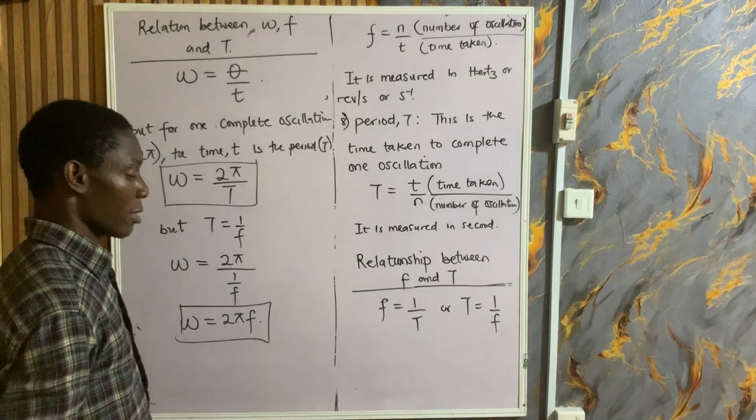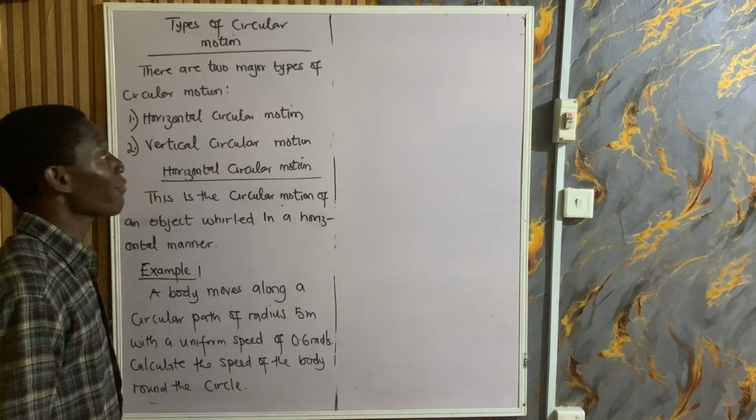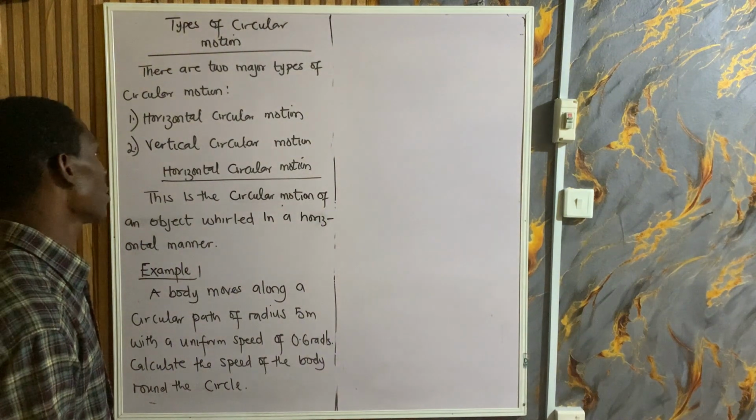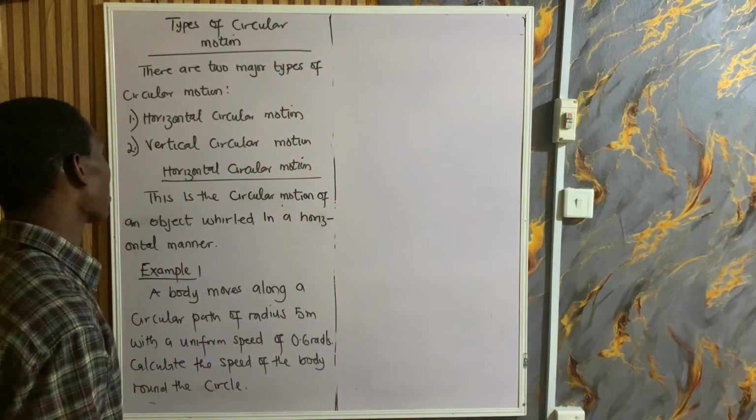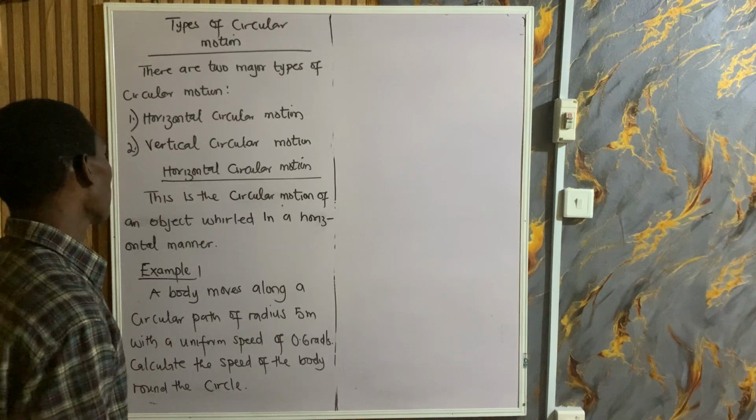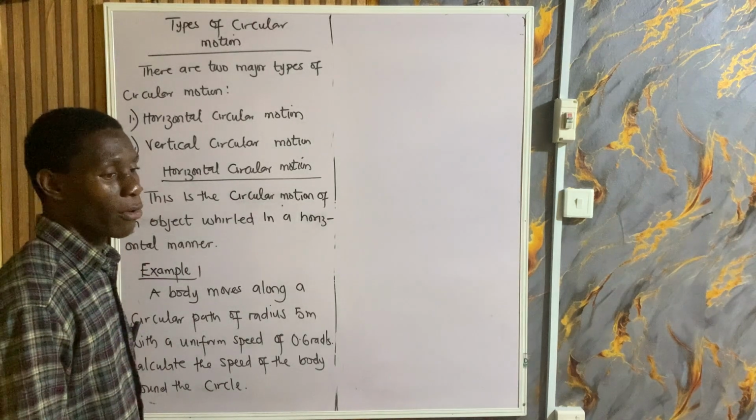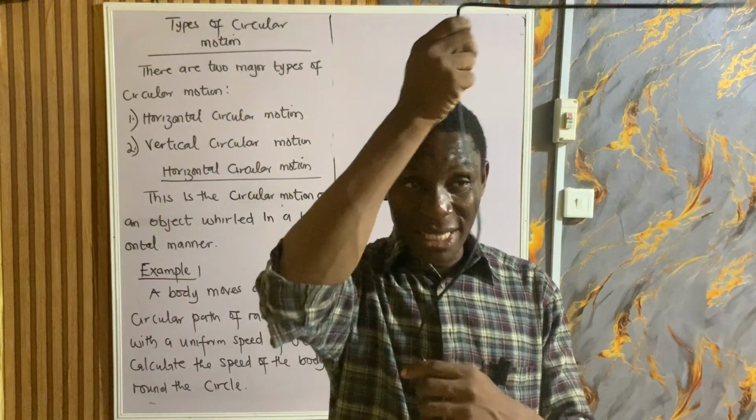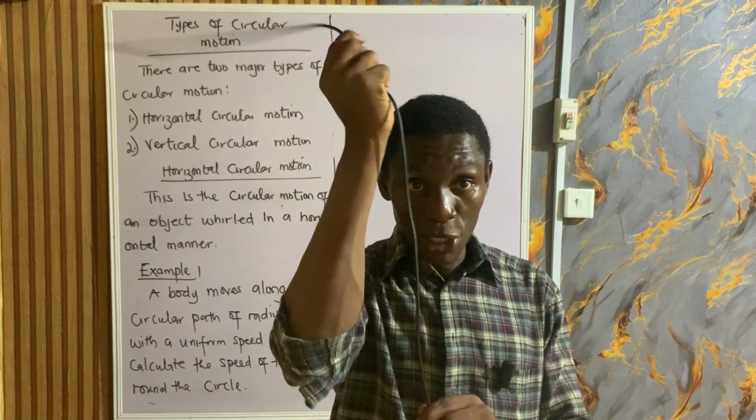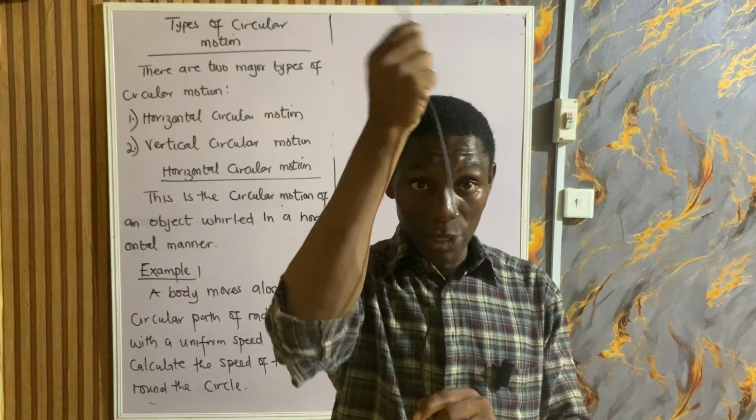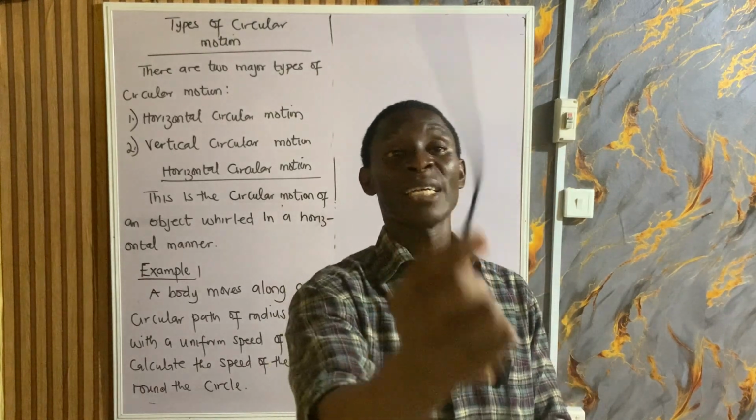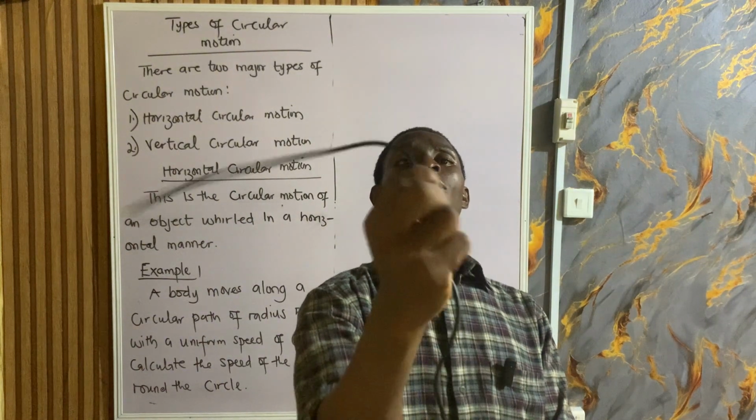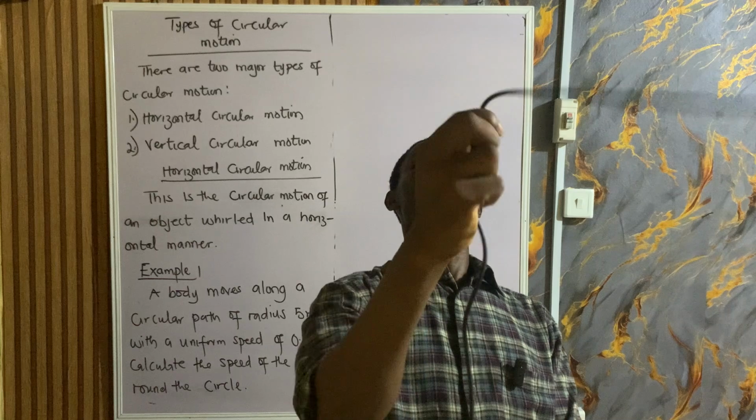So that's about types of circular motion. Well, there are 2 types of circular motion: the horizontal circular motion and the vertical circular motion. I want to illustrate these 2 types now. See, if I whirl in this manner, for instance, this is horizontal circular motion. Not necessarily just above my head, it could be just like this. And this is horizontal circular motion, just moving it in a horizontal manner.